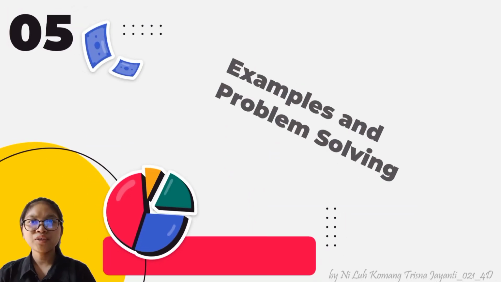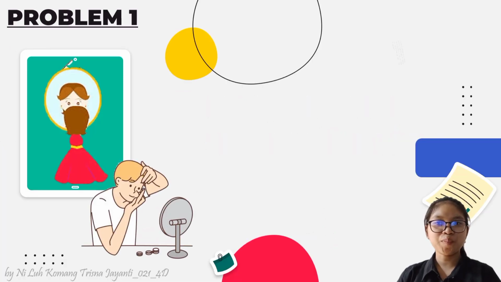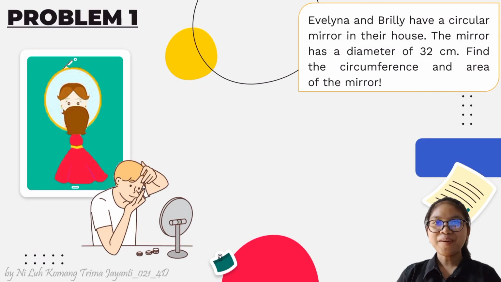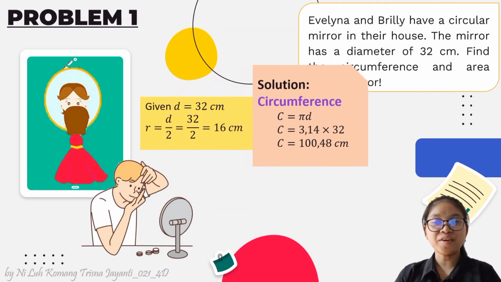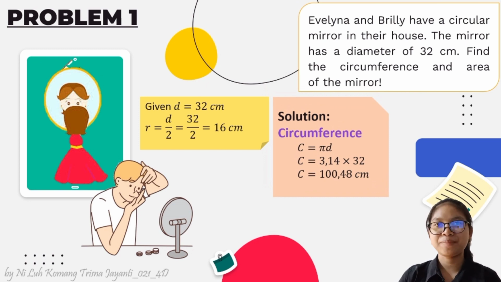Okay, now I will show you an example of a problem related to the circle and its solution. Let's start with the first problem. Evelina and Briley have a circular mirror in their house. The mirror has a diameter of 32 cm. Find the circumference and area of the mirror. So, how to solve it? In the problem, we know that the diameter of the mirror is 32 cm. So the radius is 16 cm.